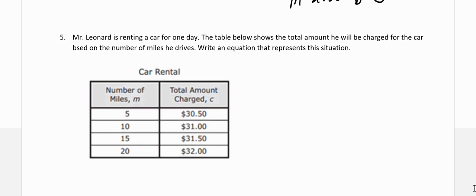Number 5, Mr. Leonard is renting a car for 1 day. The table below shows the total amount he will be charged for the car based on the number of miles he drives. Write an equation that represents the situation. Okay, so to write my equation, y equals mx plus b. So I need my slope or rate of change, and I need my y-intercept. So let's start with our slope.